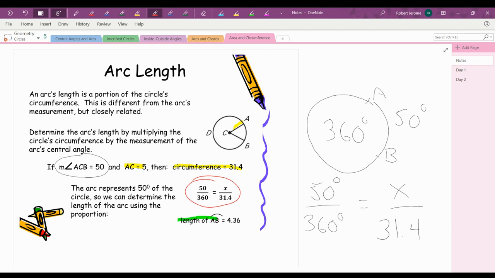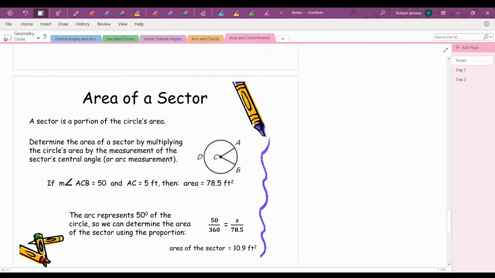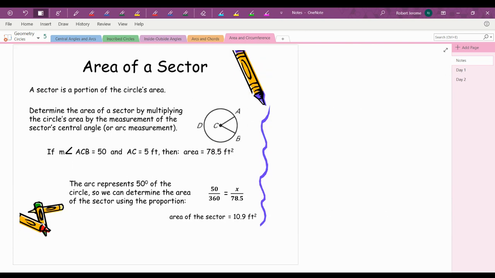We're using yesterday's answer of circumference to find part of the circumference. Part meaning proportion. So we're just going to set up that proportion. Okay. And we're going to do the same thing in a few minutes with area. We're going to find part of the area. So check it out. We're going to build on yesterday's lesson.